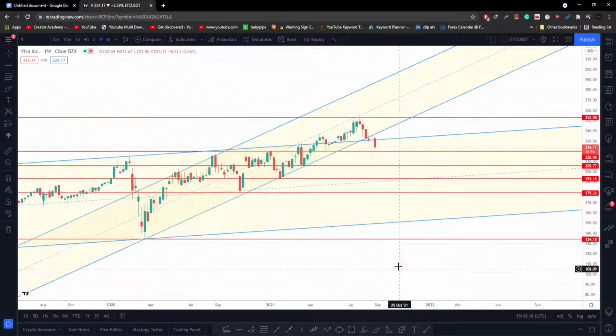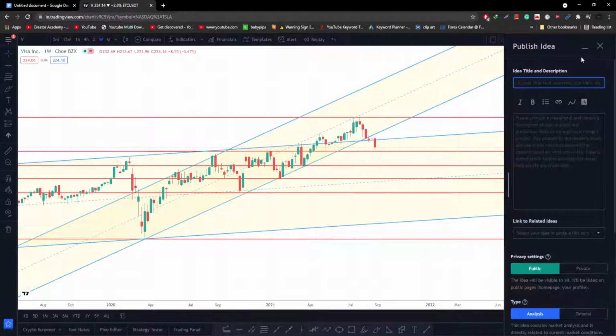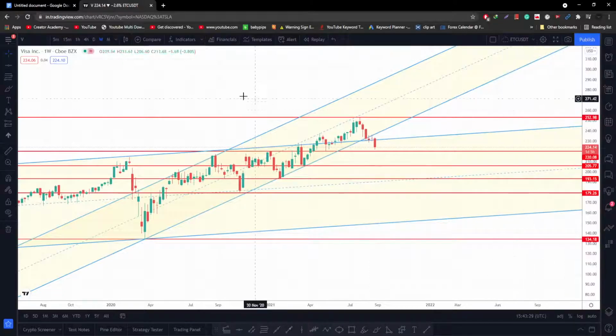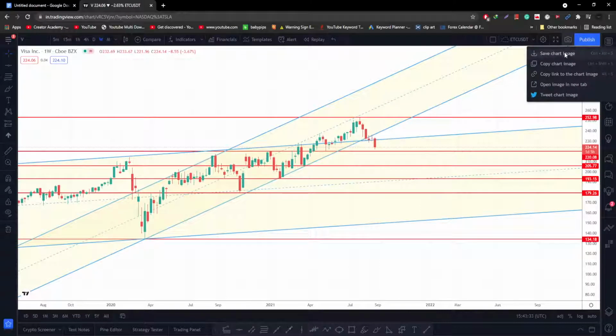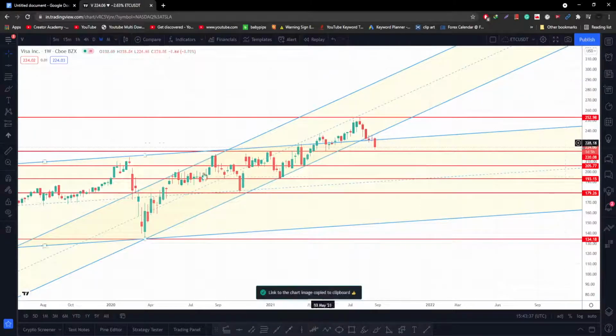So now we will keep this also on our radar. Okay, maybe I will just publish it. No, I will not publish it, but I can share. Copy link to the chart image. I'm sharing this link with you in the chat so you can have a look at it later.